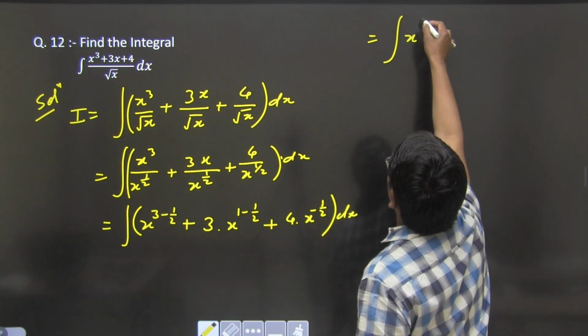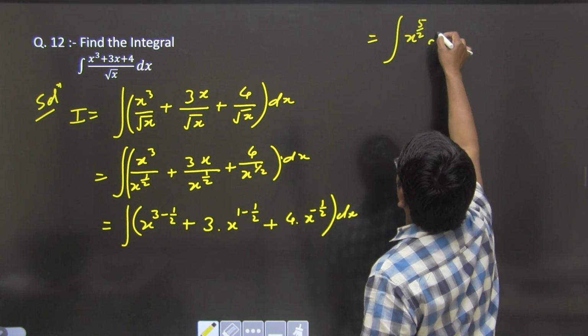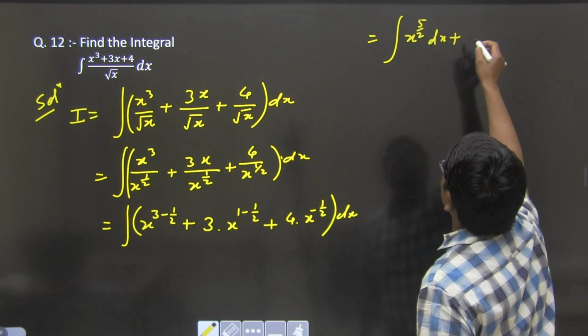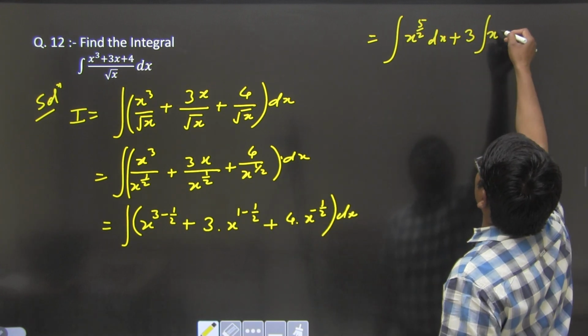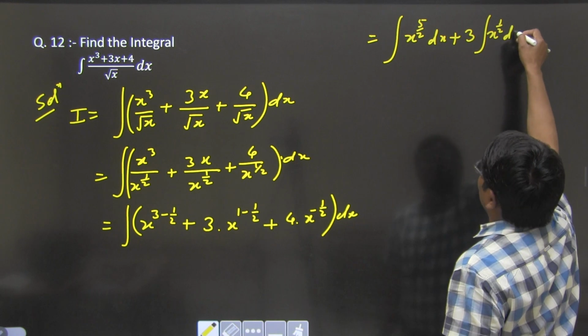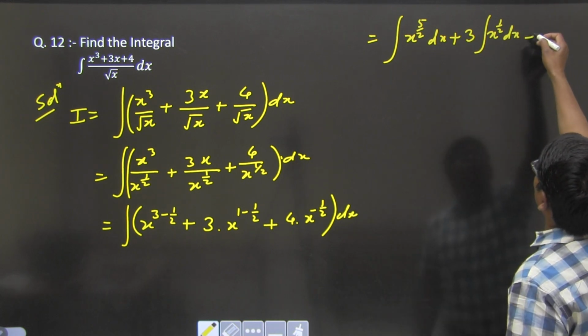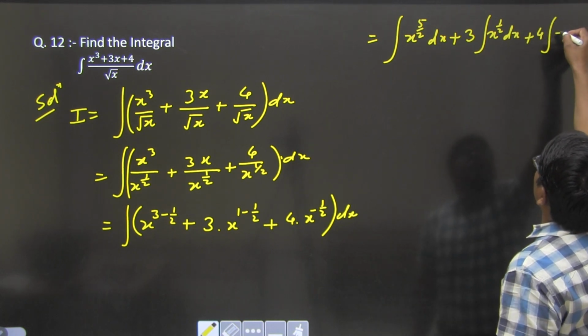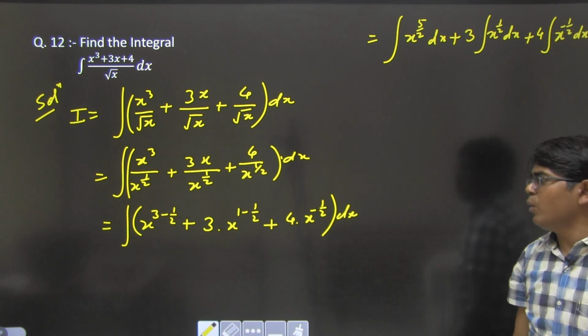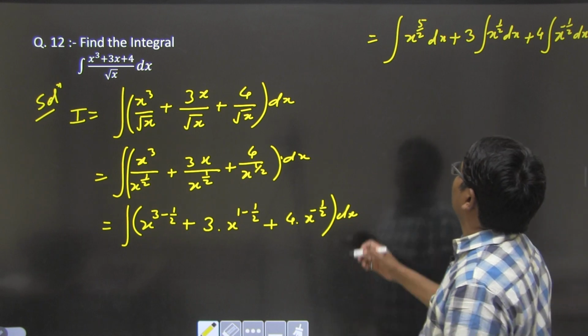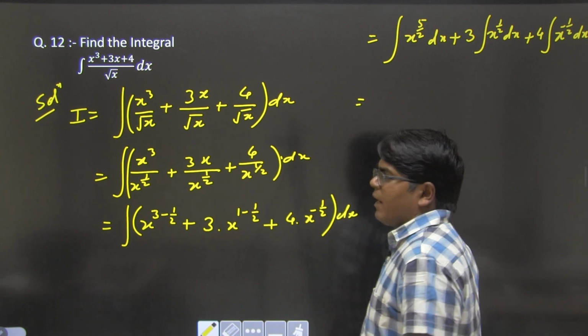So what we get finally, this is nothing but 5 by 2. So, x to the power 5 by 2 dx plus 3 times of this can be written as x to the power 1 by 2 dx plus 4 x to the power minus 1 by 2 dx. Now, simplify it, integrate this.